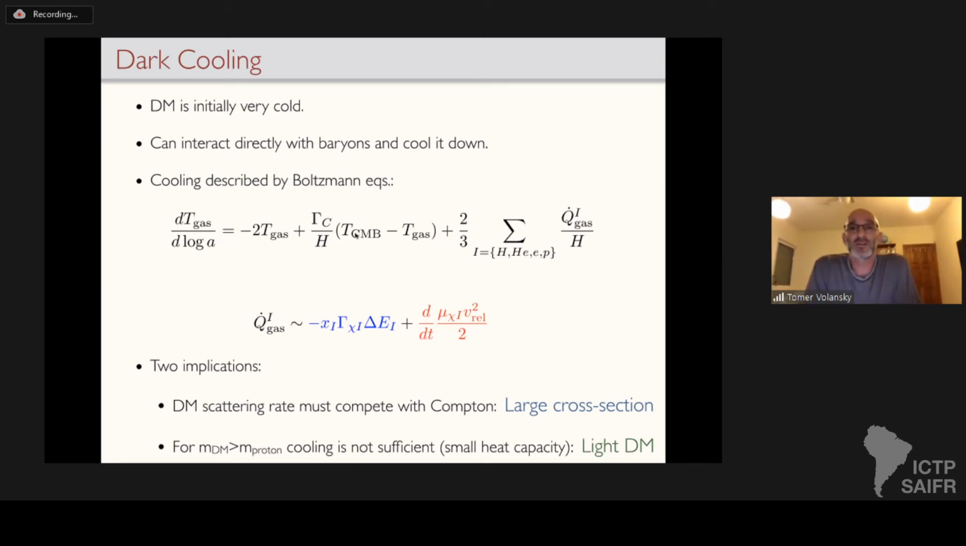In order for the dark matter interaction to be effective, you need to beat Compton scattering. So you need a large cross section. So dark matter and the gas need to interact strongly. Second, if the dark matter is larger roughly than the proton's mass, then the cooling is just insufficient. And this stems from the fact that as you dial up the mass, the density goes down, and so the heat capacity of the dark matter is not high enough, and you just don't have enough particles to cool down the baryons. So what you need is light dark matter.